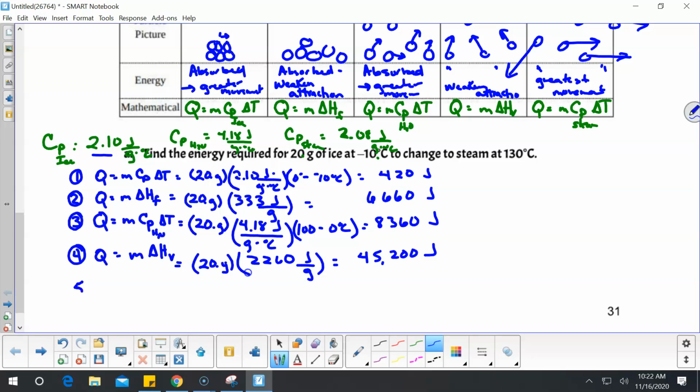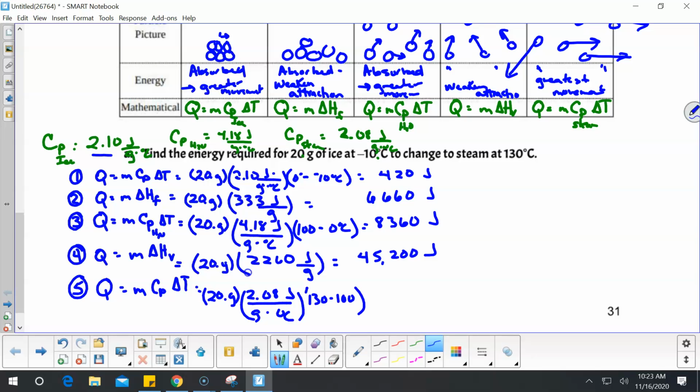And then the last segment is I want to take that steam and warm it. So that's mass times the specific heat of steam times the change in temp. Mass is staying constant. Always heating the same, adding energy to the same amount. The specific heat we said for steam was 2.08 joules per gram times degrees Celsius. And then the change in temp is from 100 to 130. Calculating that out, to heat that up, it's going to take 1,248 joules.